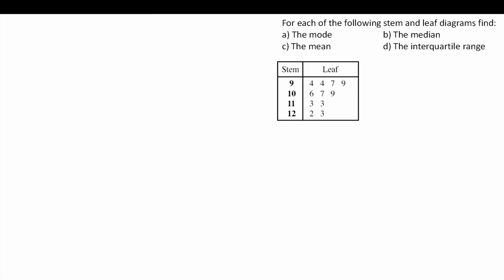So the mode is the most commonly occurring value. I'm going to look at each row and see if any of these digits appear more than once. In the first row, I have 2 4s. In the third row, I have 2 3s. So both of these represent numbers that occur twice. The numbers are not 4 and 3, the numbers are 94 and 113. So there are actually 2 modes, 94 and 113.